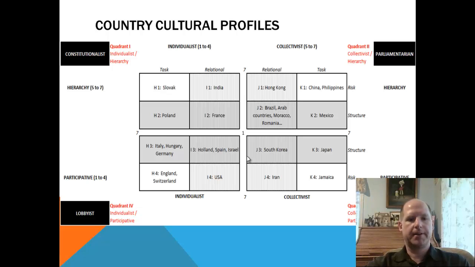Now what's interesting is I did an assessment of the Hofstede culture for countries, and I went in and found out what Hofstede research did with each of these countries, and you can kind of see the different countries I put in. So here this kind of constitutionalist, India, France, Slovak, and Poland. Then down here in the participative individualist, you have the U.S., Israel, Italy, Hungary, Germany. And so here's that quadrant. Then down here, collectivist but participative, South Korea, Iran, Jamaica, Japan. A lot of these in the news today. And then finally, probably the opposite of the United States, here you have the collectivists and high hierarchy, which is Hong Kong, China, Philippines, Mexico, Brazil, and some others. So that's an interesting way to see some of the differences and maybe some of the stressors that would happen.